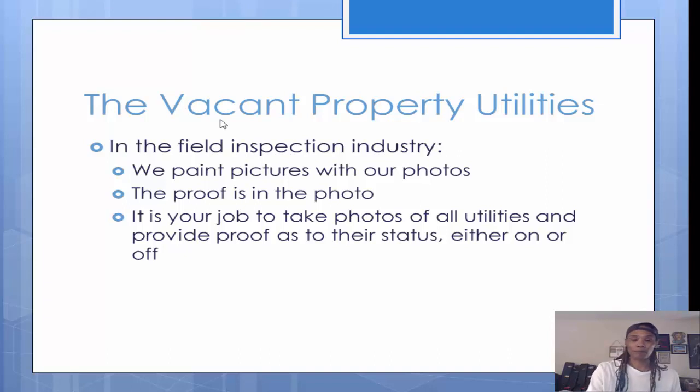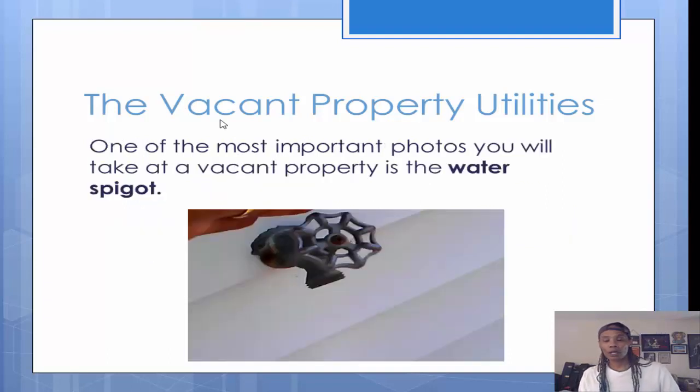So we're going to talk about some ways on how you can prove a utility is actually on or off, all right? So when it comes to the vacant property utilities, one of the most important photos that you can take at a vacant property is a water spigot. As you see in the picture down below, it's just a standard water spigot. That is one of the most important pictures that you can take, because if it's off, you can easily turn it on real quick to see if the water is running, see if it still has water running at the house.